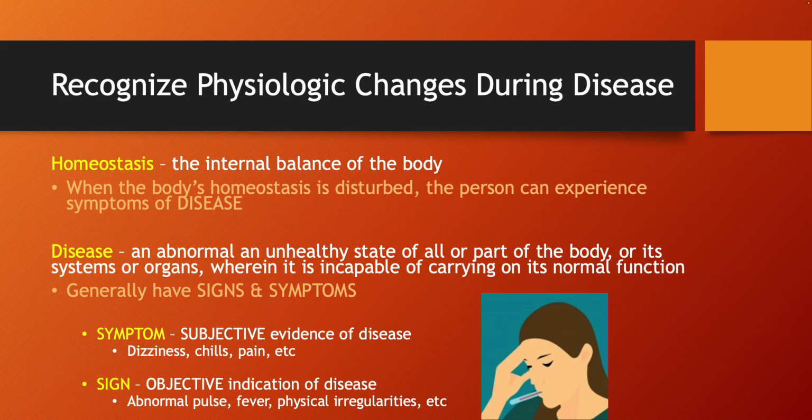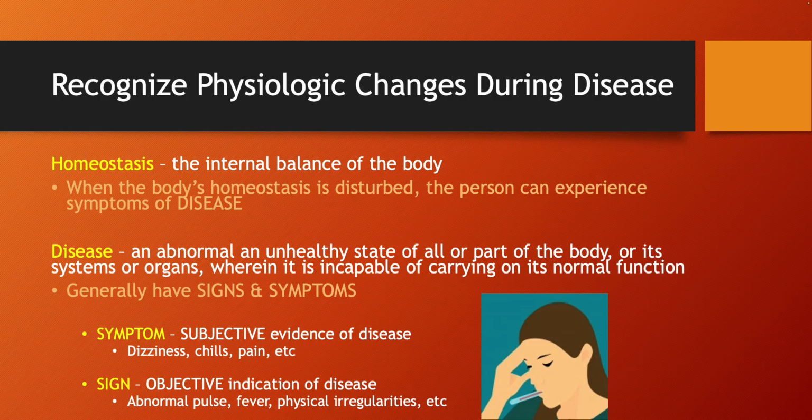Disease is an abnormal or unhealthy state of all or part of the body, or its system or organs, wherein it is incapable of carrying its normal function. So disease is a dysfunction of something going on in the body. When we have some type of disease, and I could just be talking about the common cold here, or I could be talking about something really serious, right? We tend to look for signs and symptoms. So that's what the doctors are looking for.